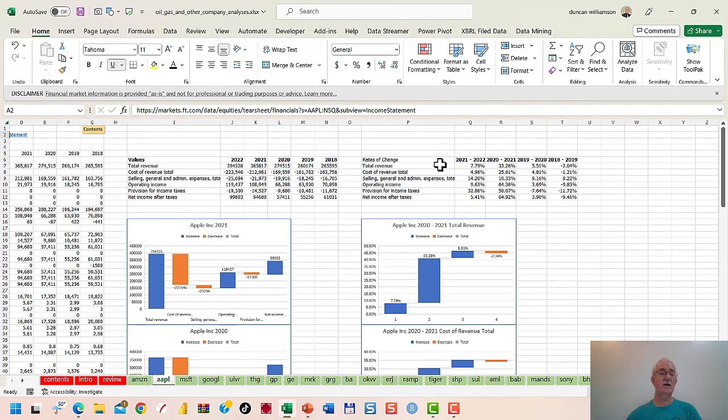And then rates of change. I'm a big fan of rates of change, by the way. So here we see, for 2021, 2022, the total revenue has increased by 7.79%.